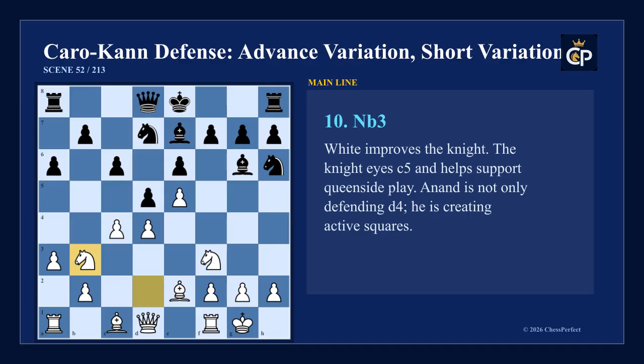Knight b3. White improves the knight. The knight eyes c5 and helps support queenside play. Anand is not only defending d4, he is creating active squares.